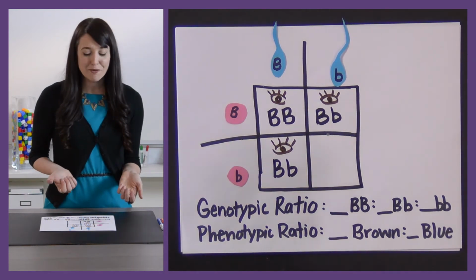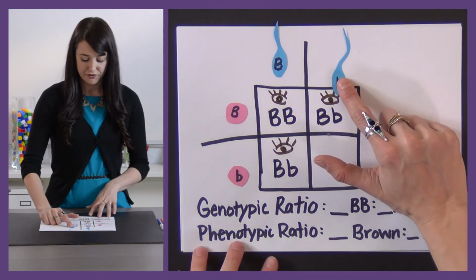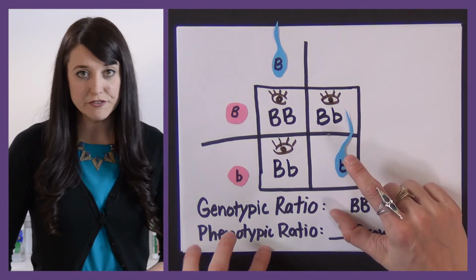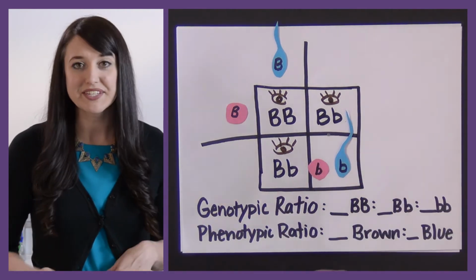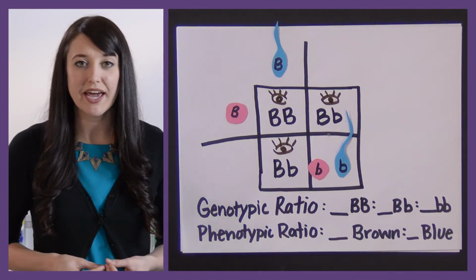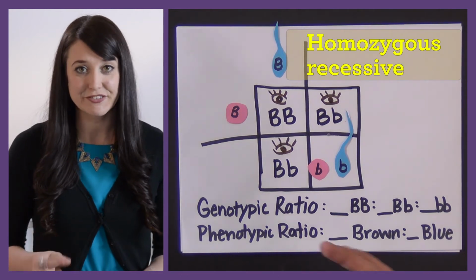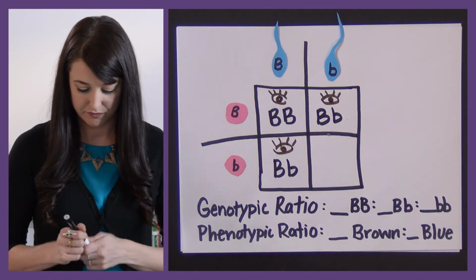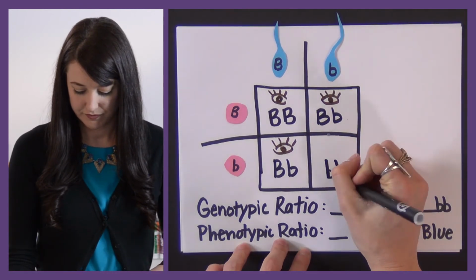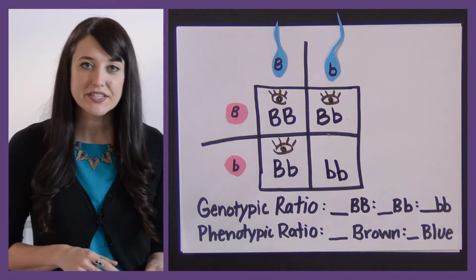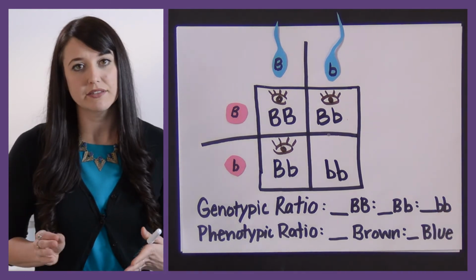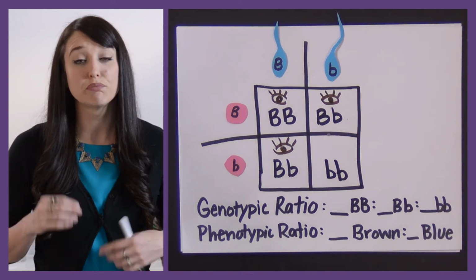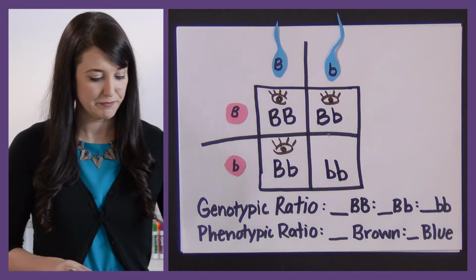Now for our last combination, we have a recessive allele from the father and a recessive allele from the mother to make a homozygous recessive genotype. Now this organism does not have any dominant alleles, so it will have a blue eye phenotype.